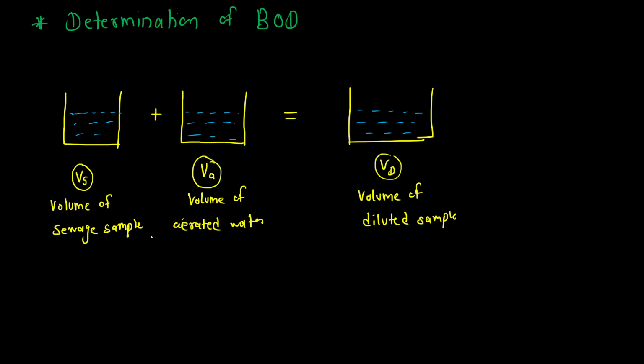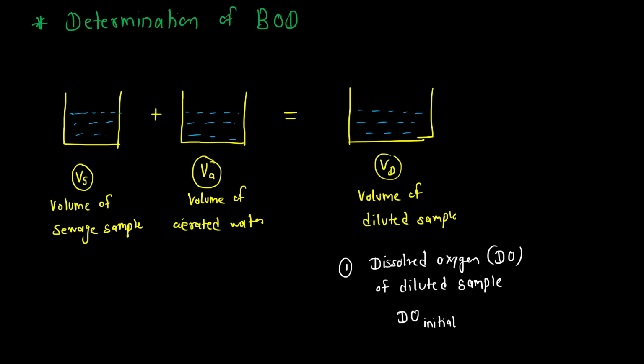Now, at this stage, when we get the volume of diluted sample, we will find out one important parameter here, that is the first one, the dissolved oxygen, DO. Okay, so at this stage we will find out the DO of the diluted sample, and this DO we will name it as DO initial, that is the content of dissolved oxygen which is present initially.